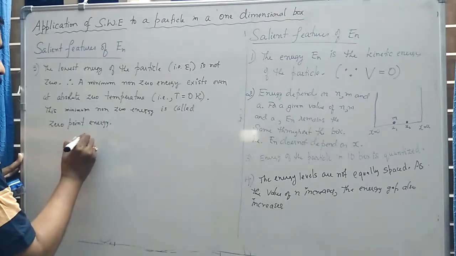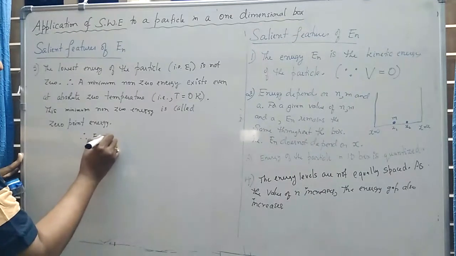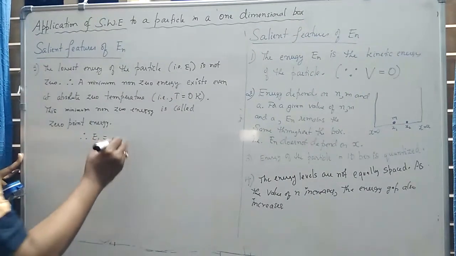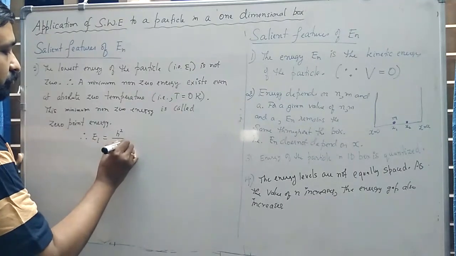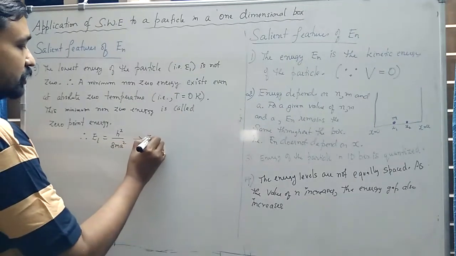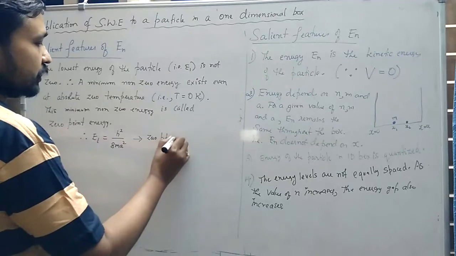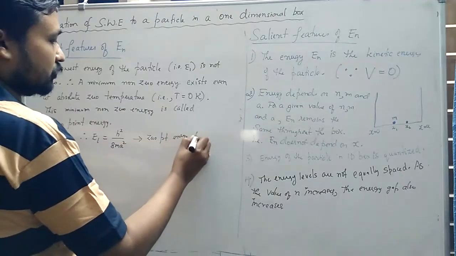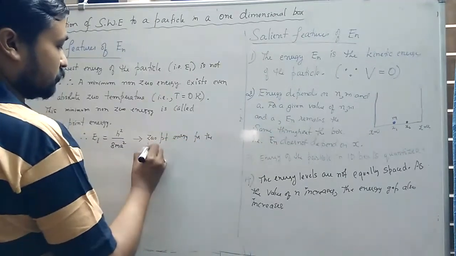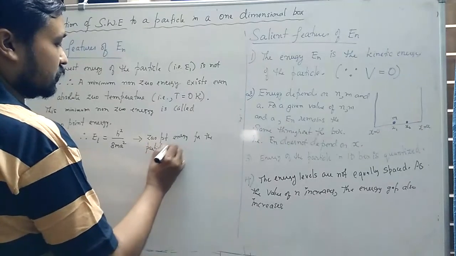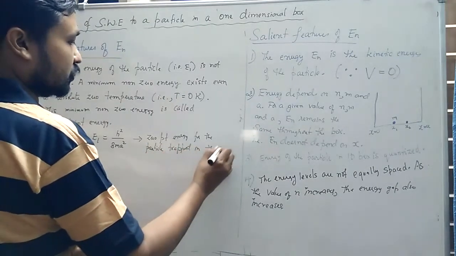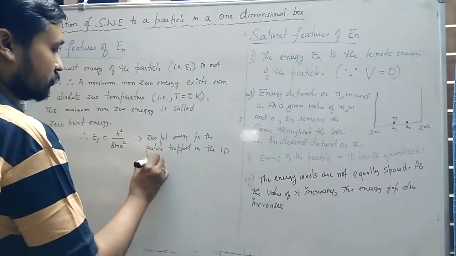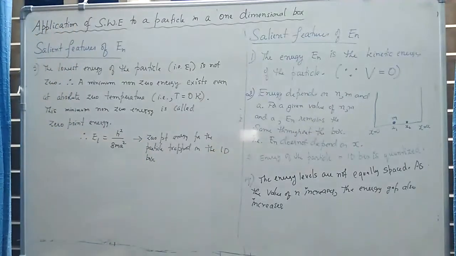Therefore, what is the zero point energy for the particle in a one-dimensional box? It is E1 equal to h square divided by 8 m a square. So this is nothing but the zero point energy for the particle trapped in the one-dimensional box.